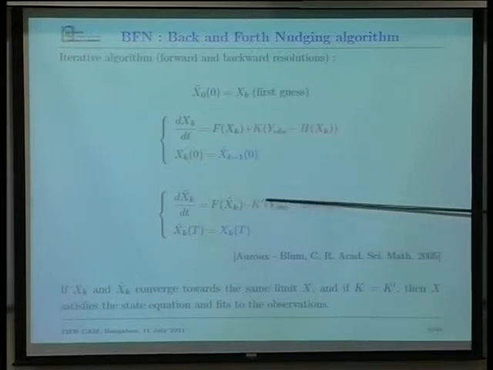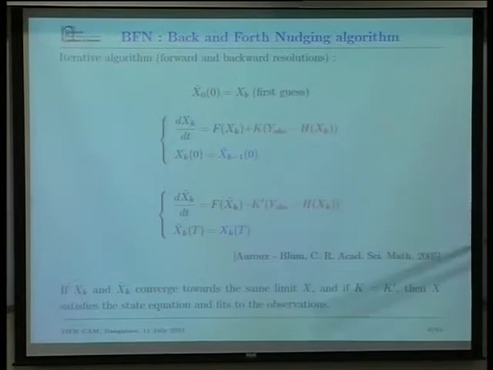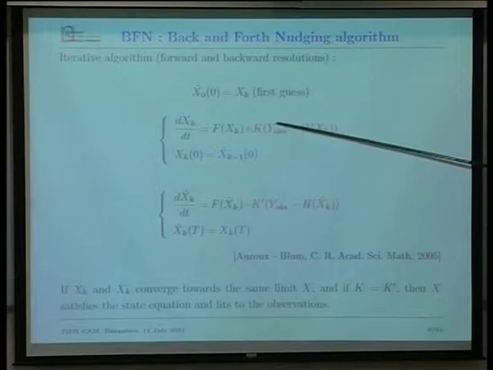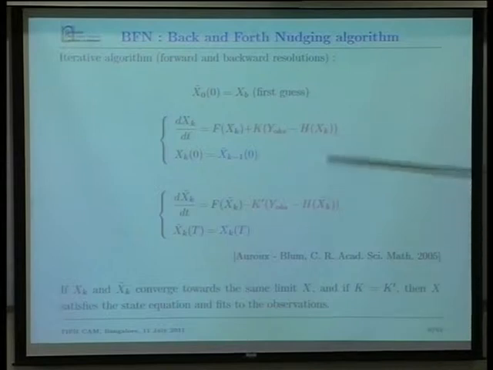So for backward nudging, I use K prime because there is no reason why you should use the same nudging matrix for forward and backward models. But just a small thing, if you assume that you use the same nudging matrix, and if you assume that you have the convergence of the forward and backward solutions to the same limit x.